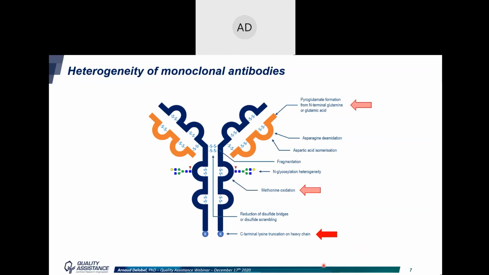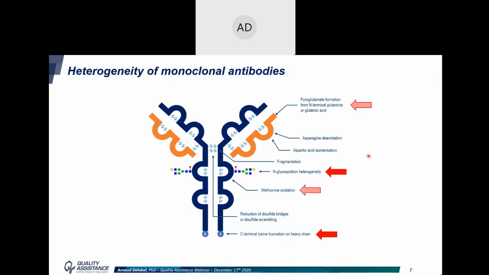On the opposite, this modification, the C-terminal lysine truncation on the heavy chain, will have a strong impact on the charge of the protein, because if you have one or two lysines, you will have some basic variants that you will observe either by cIEF or by ion exchange chromatography. This variant is something that is present at the beginning, due to the production of the antibody, but is not something that will evolve during the life of your product.